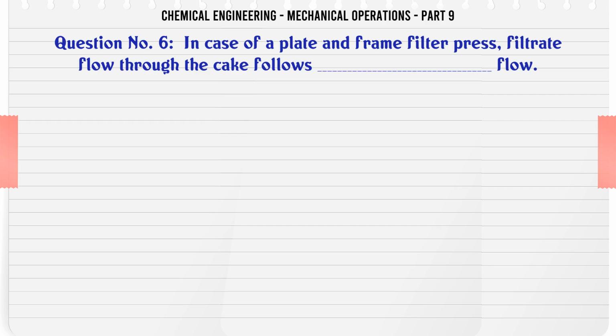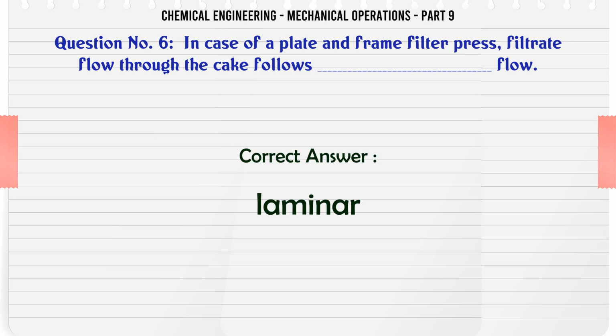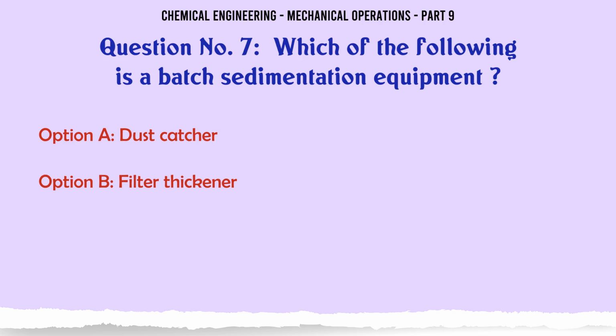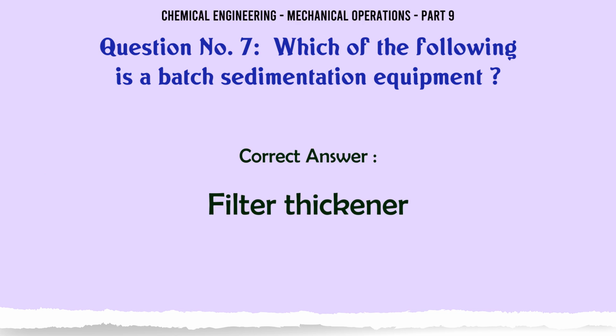In case of a plate and frame filter press, filtrate flow through the cake follows flow A. Plug, B. Turbulent, C. Laminar, D. None of these. The correct answer is laminar. Which of the following is a batch sedimentation equipment? A. Dust catcher, B. Filter thickener, C. Dry cyclone separator, D. Rotary sprayer scrubber. The correct answer is filter thickener.